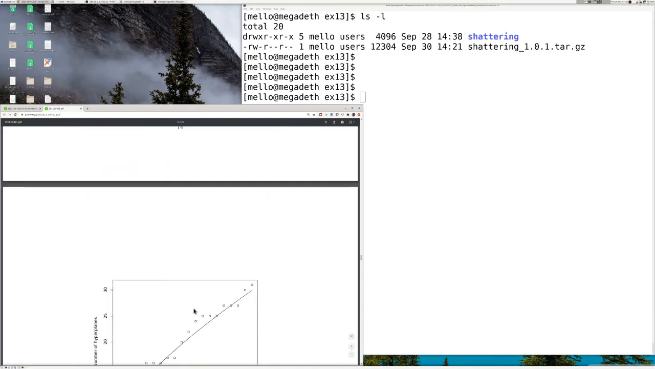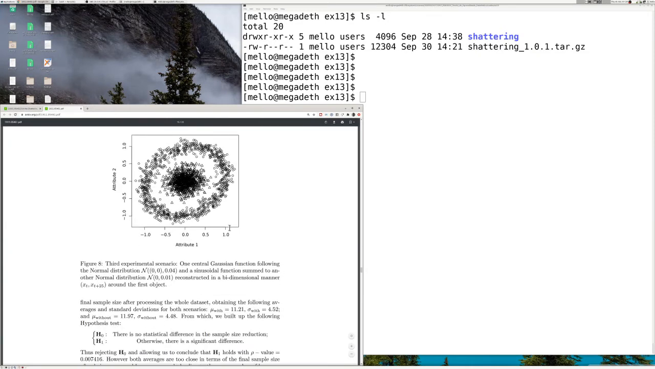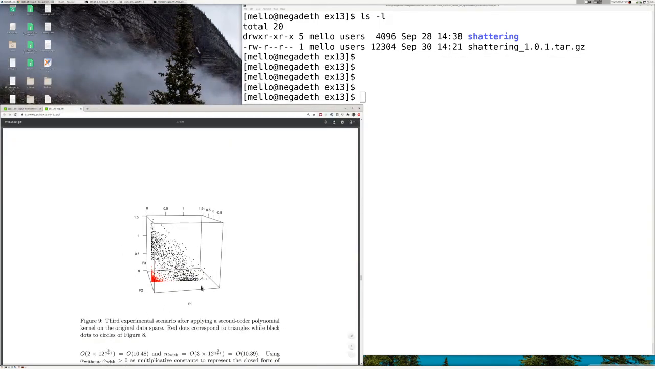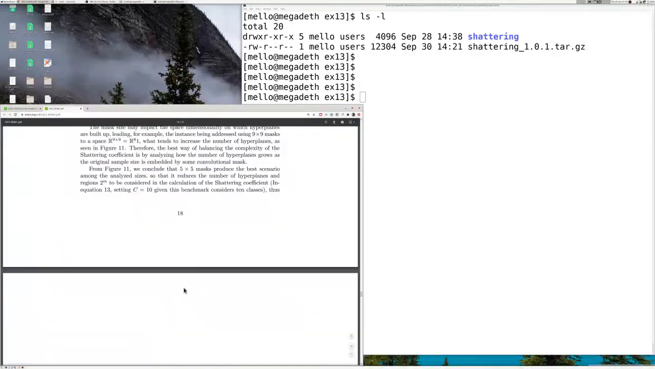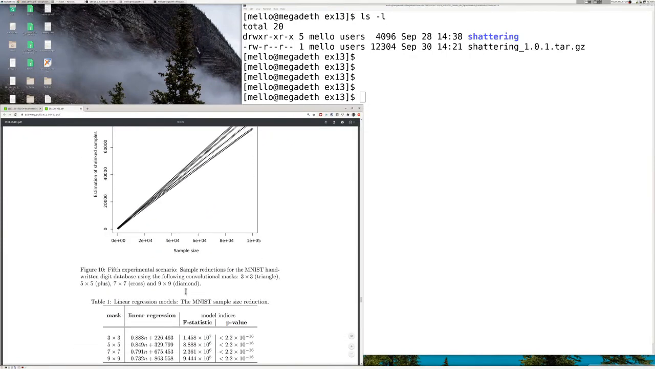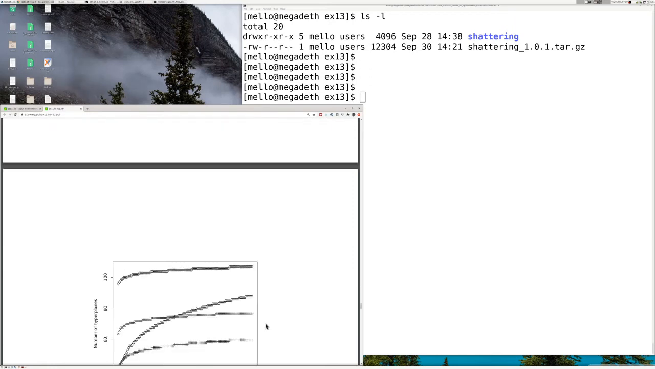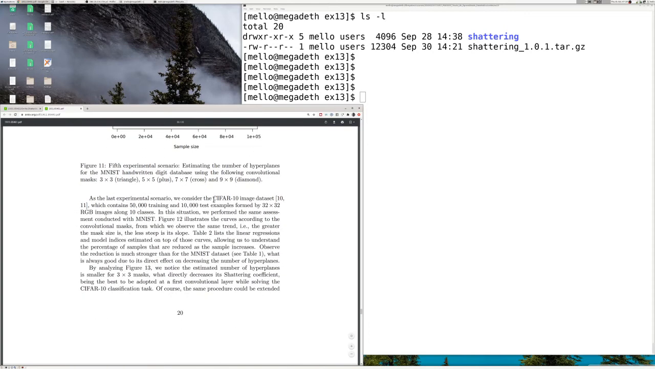If I go down, let me see, of course there are some estimations, the number of hyperplanes up there. Here, another scenario with concentric circles, which is very interesting because it requires a second order polynomial kernel, which is discussed over here. But at the end, I want to comment on something. I performed some experiments using typical deep learning benchmarks, like MNIST over here, and CIFAR-10 as well.